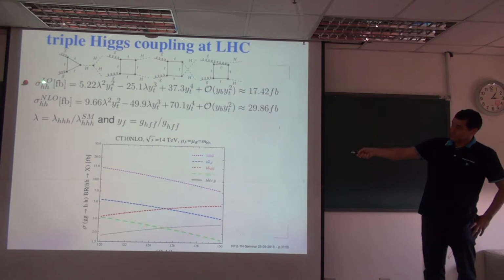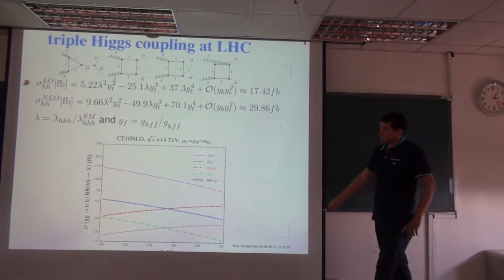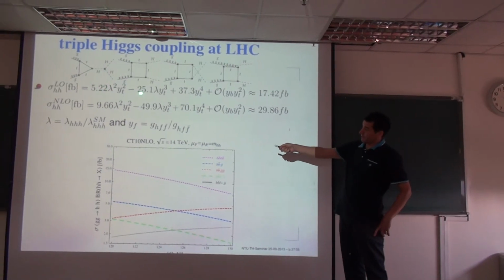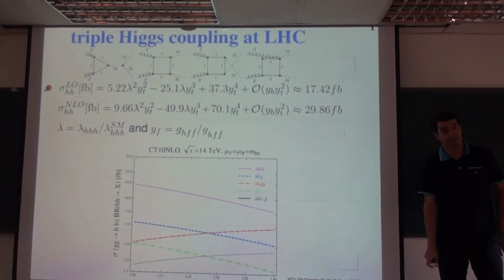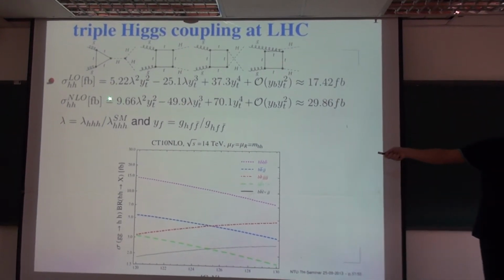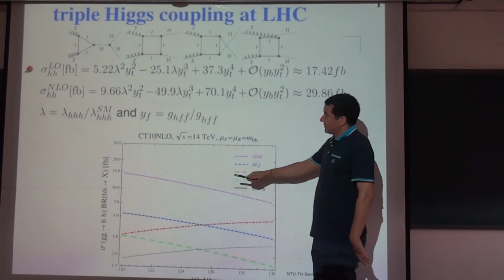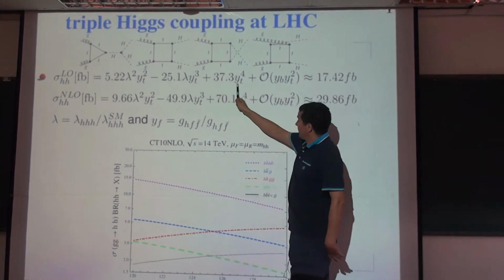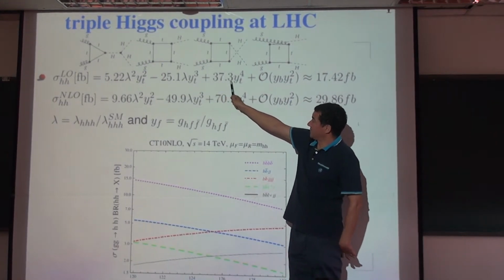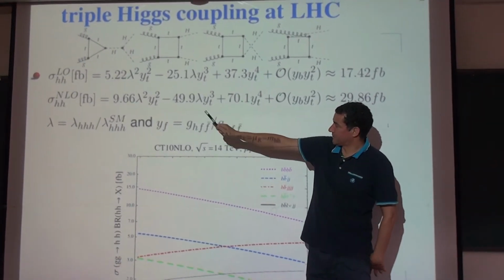There are three topologies: this box, the crossed one, and the other one with this gluon coming from there. This is the cross section at leading order, and this is at next-to-leading order. You can see it's a factor of 2 between the two, so the K factor is roughly 2. But you can see the triangles are quite small, but the boxes are quite large. It's 37 compared to 5 there, or at next-to-leading order 70 compared to 9.